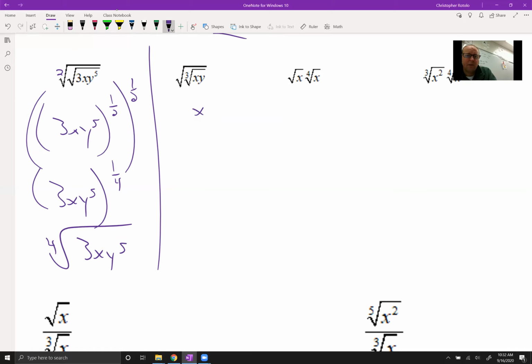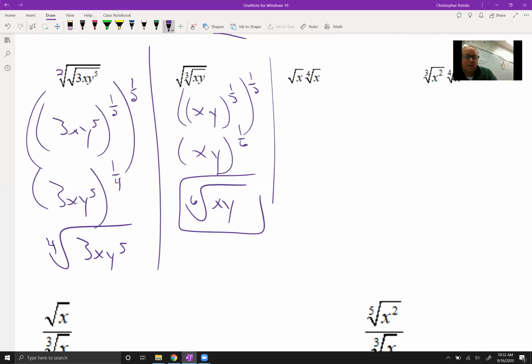So that means we have xy. At first, it's to the 1/3 power, and then it's to the 1/2 power. So that means we have xy, and the whole thing would be to the 1/6 power. So we're actually after the 6th root of xy in this problem.